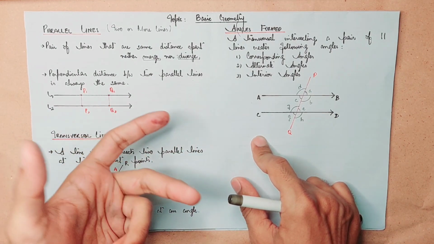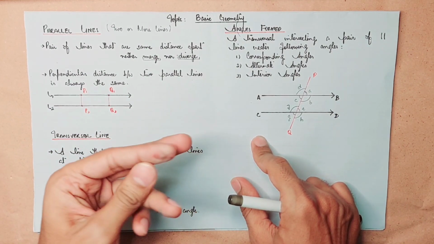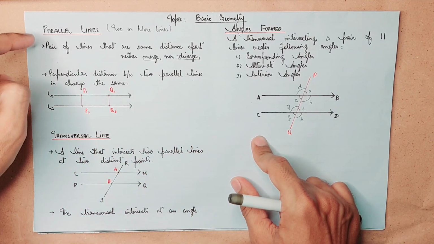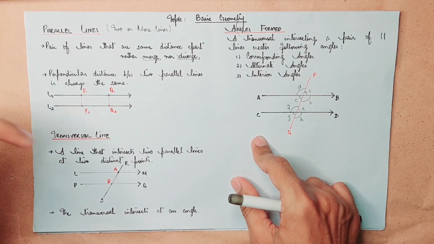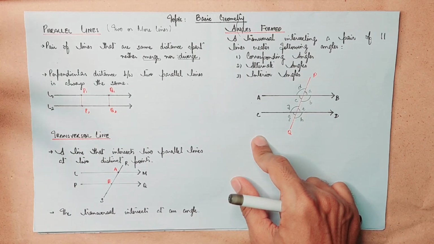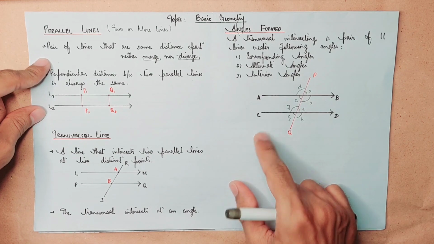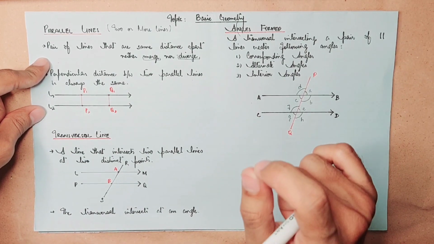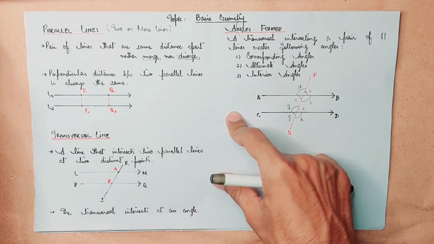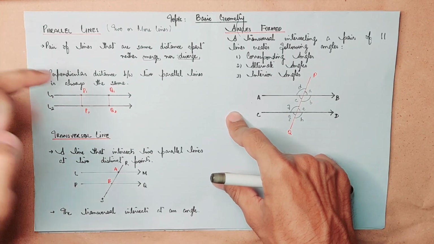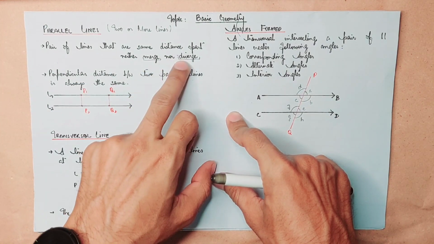Parallel lines could be two or more, but in this topic we will be considering a pair of lines only. Although parallel lines could be two or more lines, here we will be restricting ourselves to a pair of lines. Any two lines that are always the same distance apart. What I mean by the same distance apart is that they neither merge nor diverge.